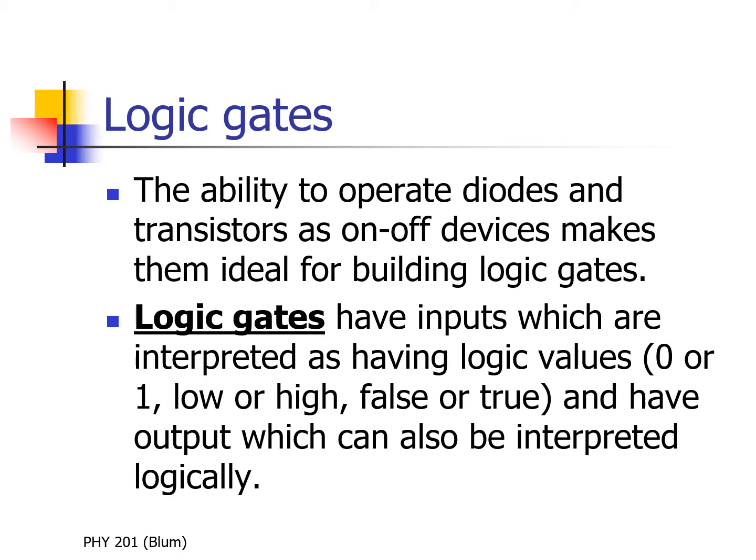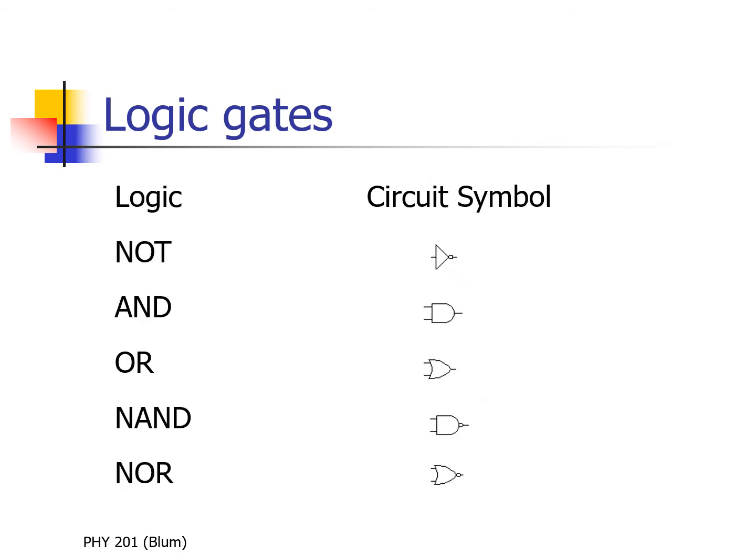The input has to be interpretable as a logic value, as a 0 or a 1, as a low or a high, as a false or a true. And similarly, the output should be able to be interpreted logically, so it should be clearly low or high, 0 or 1. Some of our standard logic gates are the NOT, the AND, the OR, the NAND, and the NOR.